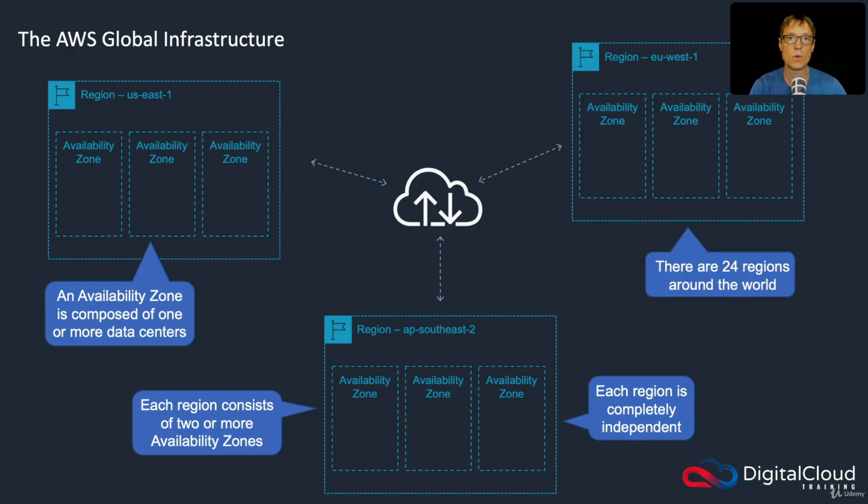At the moment, there are about 24 regions around the world, and that does grow over time. So by the time you watch this, it could be that they've added another one.